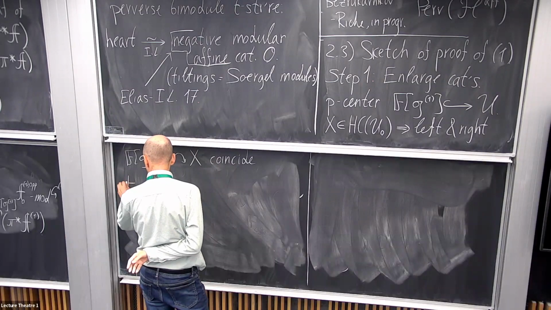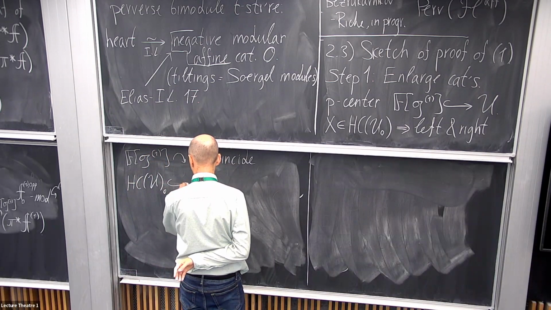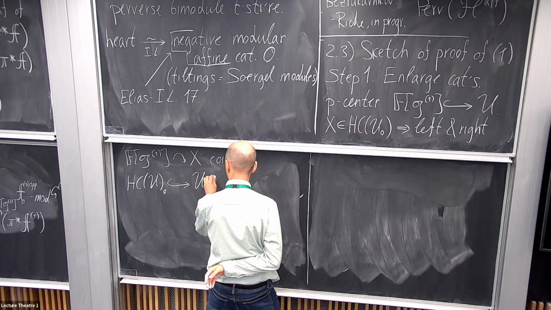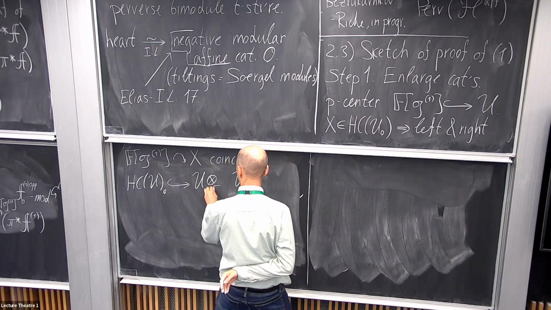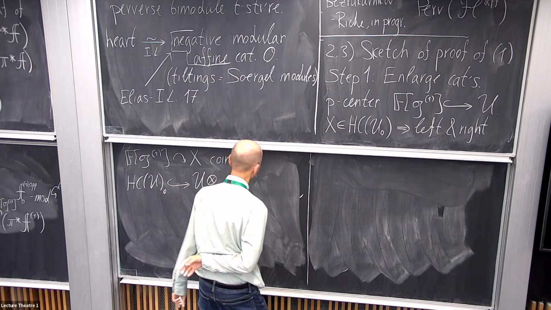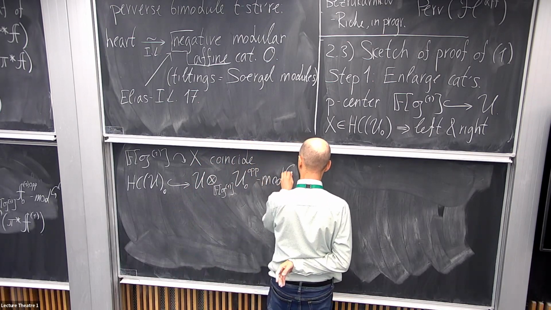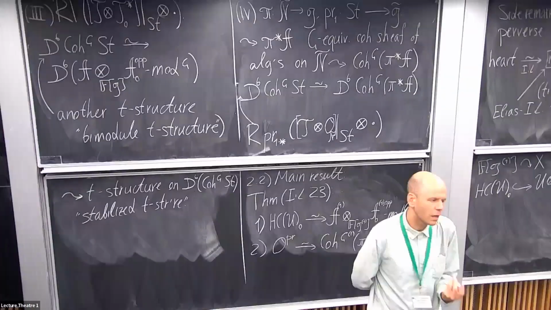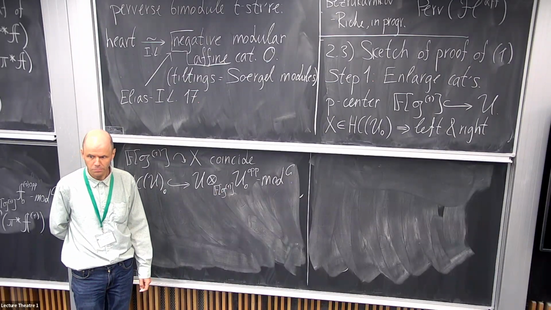And therefore, my category of Harish-Chandra bimodules is a full subcategory in the following gadget. I take U tensor U0 opposite over the p-center, mod G. So I forgot the Harish-Chandra condition. I only remember that the two actions of the p-center coincide. Okay.